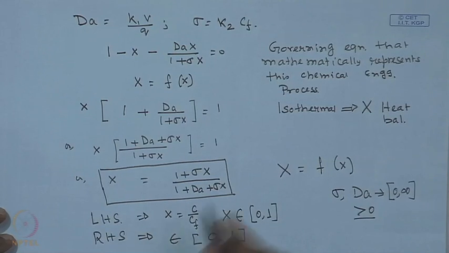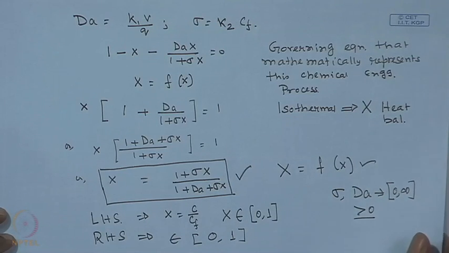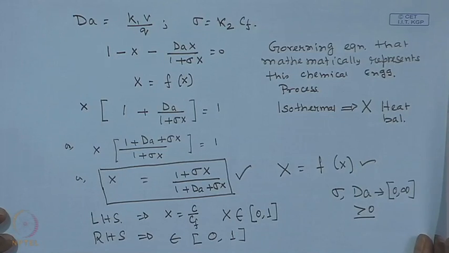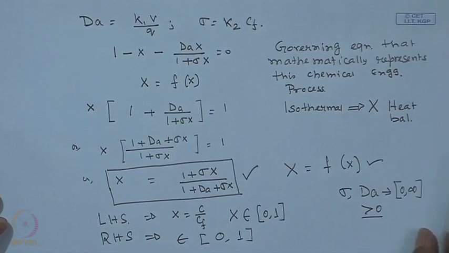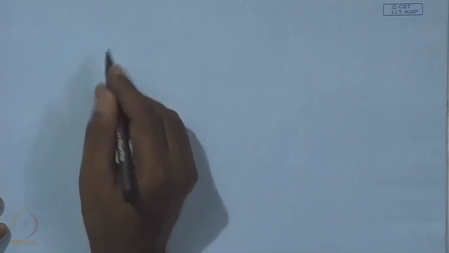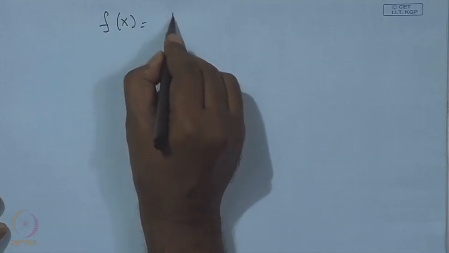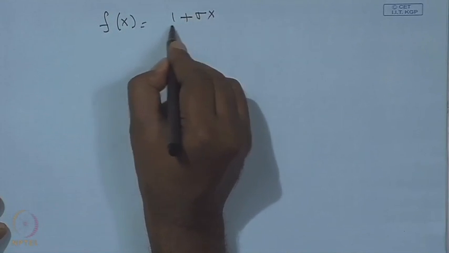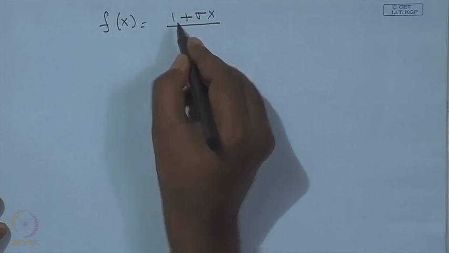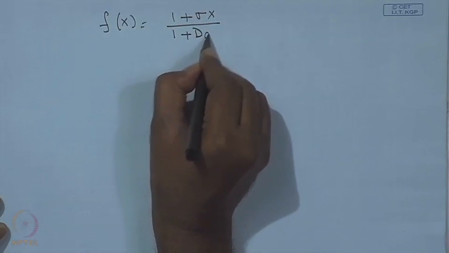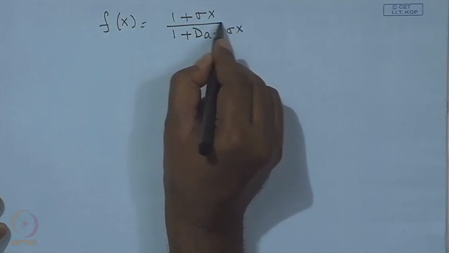So, therefore, this is an appropriate choice of x is equal to f x, and this choice is very important as we have seen in the last class. Otherwise you will be landing up with a wrong result. Okay. Now, we have identified what f x is. So, f x is 1 plus sigma x divided by 1 plus dA plus sigma x.